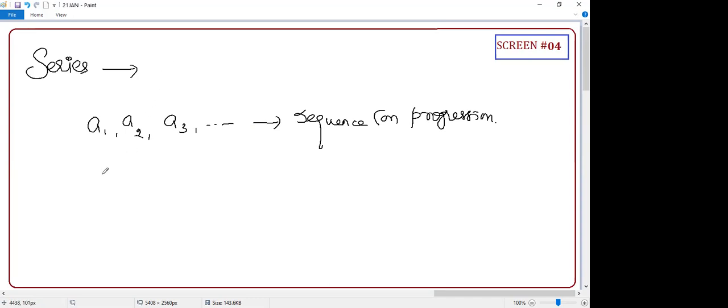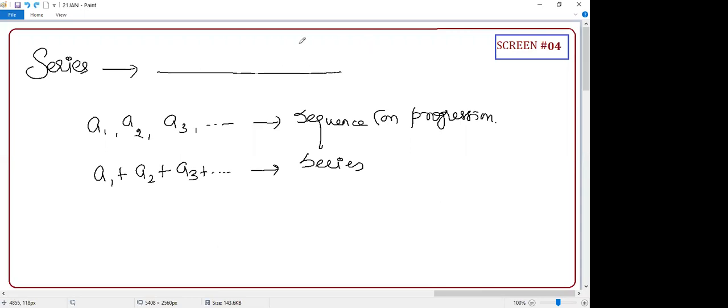What does series mean? Guys, instead of comma, replace it with plus. A1 plus A2 plus A3. Guys, this is called a series. Clear or not? You are just removing the comma and putting plus instead of that. The comma is replaced by plus. It's called a series. Anyone can tell me what is the definition now? I want the definition from your mouth.